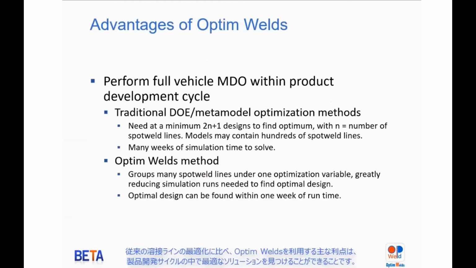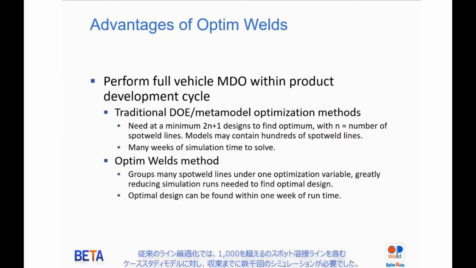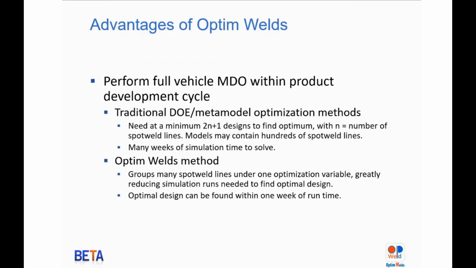A major benefit to using OptimWelds over traditional weld line optimization is the ability to find an optimal solution within the product development cycle. Our traditional line optimization for our case study model, which contained over 1,000 spot weld lines, would need thousands of simulations to converge. But because our method groups lines together to reduce design variables, we needed fewer than 100 designs. This results in a significant time savings for tight development schedules.